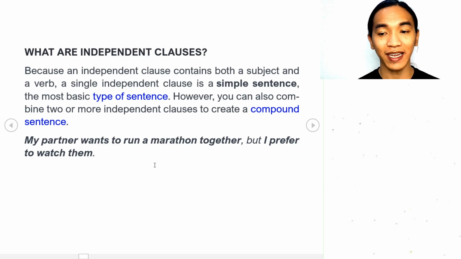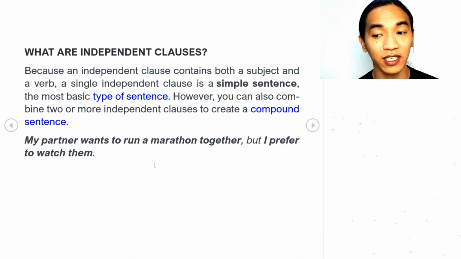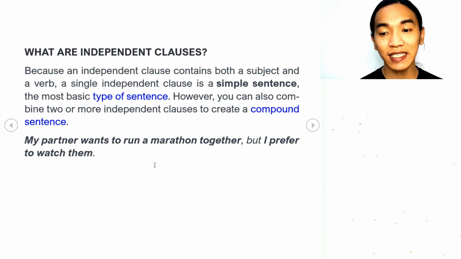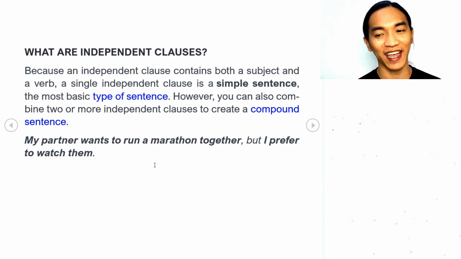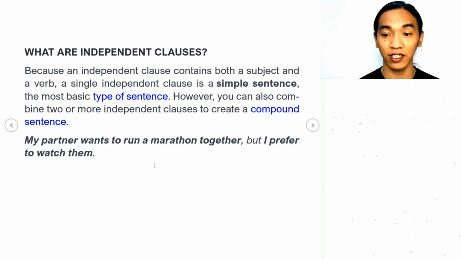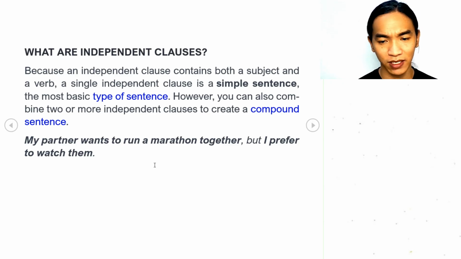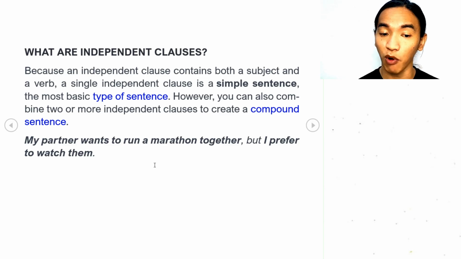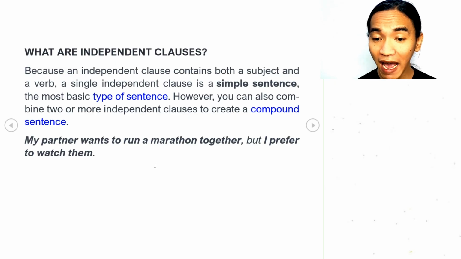Now, what are independent clauses? Because an independent clause contains both a subject and a verb, a single independent clause is what we call a simple sentence. This is actually the most basic type of sentence. However, you can also combine two or more independent clauses to create a compound sentence. Later on, we will be talking about more of these types of sentences as we go on with our sentence structure.